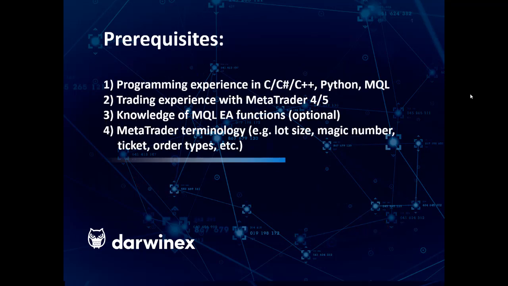In terms of prerequisites, again, they remain the same from our last tutorial: programming experience in the following languages: C, C#, C++, Python, R, and definitely MQL. You don't necessarily have to have experience in all of them, but one of them at least, and MQL would be good for the purposes of following this content. Trading experience with MetaTrader 4 and or 5. Knowledge of certain MQL EA functions is a plus, but is optional for this tutorial. And some MetaTrader terminology is, I would consider, essential for following the content successfully. Again, those include lot size, magic number, ticket, order types, etc.